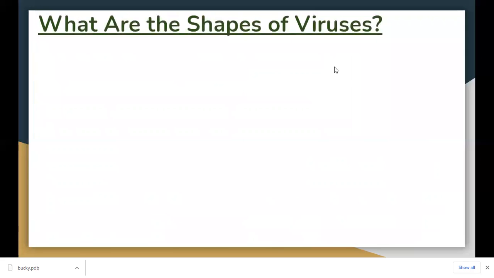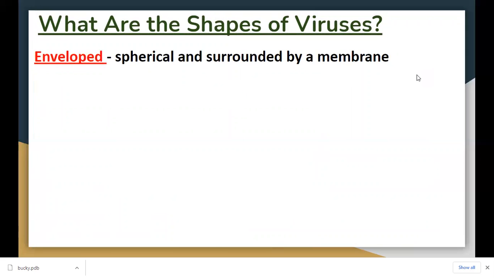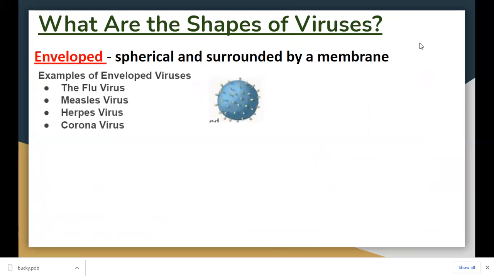What are the shapes of viruses? Well, there's the enveloped virus. This is spherical and surrounded by a membrane. It looks like this. That's what the coronavirus looks like. Here are examples of enveloped viruses: the flu, the measles, herpes, and corona.